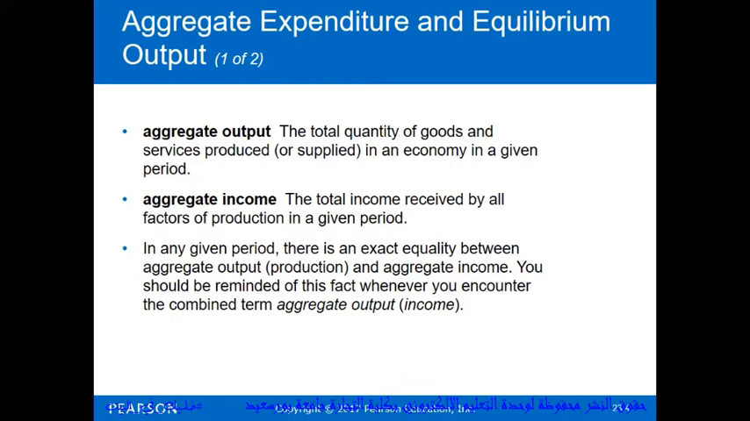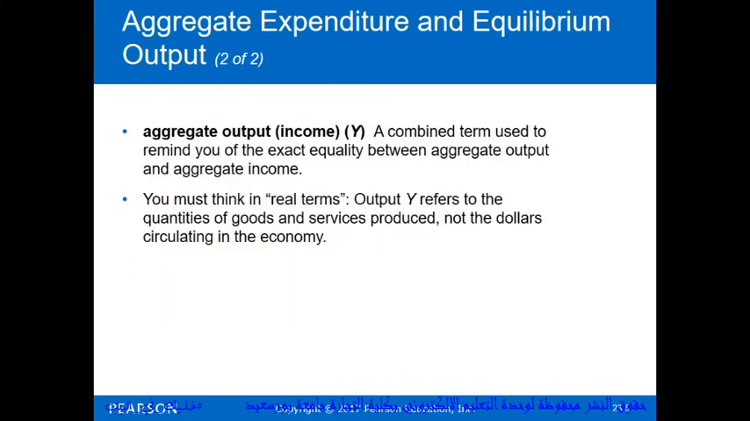We should note that in any given period, there is an exact equality between aggregate output or production and aggregate income. You should be reminded of this fact whenever you encounter the combined term aggregate output income. So, aggregate output or income, denoted as Y, is a combined term used to remind you of the exact equality between aggregate output and aggregate income. This means that we have to think in real terms, that is, output denoted as Y refers to the quantities of goods and services produced and not the dollars circulating in the economy.